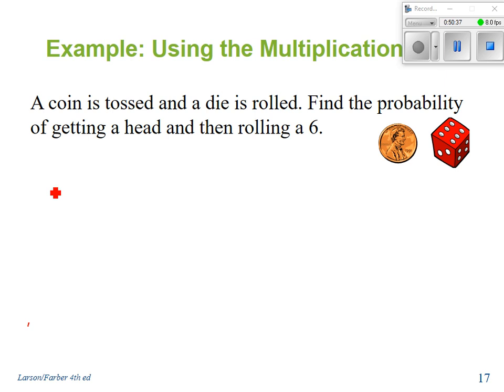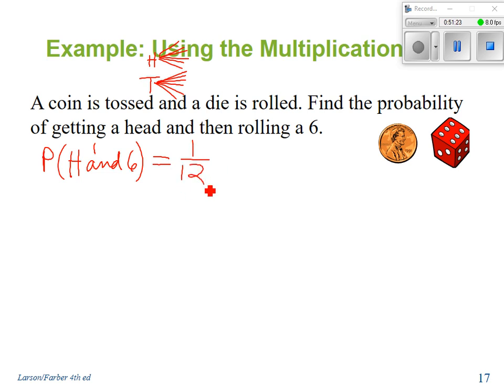A coin is tossed and a die is rolled. Find the probability of getting a head and then rolling a 6. Again, if you need to make the tree diagram for this, might be a good thing. If I toss a head, what could I get? So head 1, head 2, head 3, head 4, head 5, head 6, right? Sorry, I'm being lazy again, not writing it all out. Tail 1, tail 2, tail 3, tail 4, tail 5, tail 6. So what's our probability of getting a head and a 6? 1 out of 12.